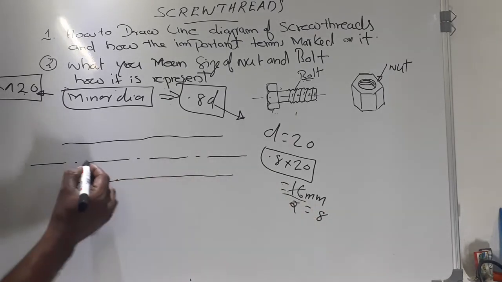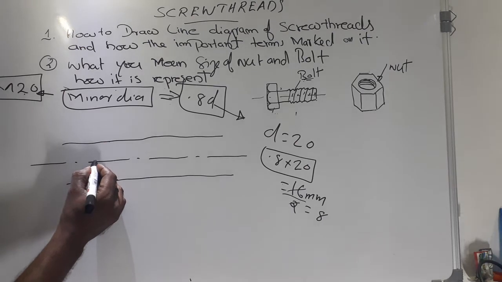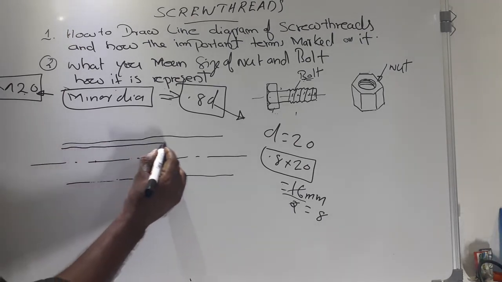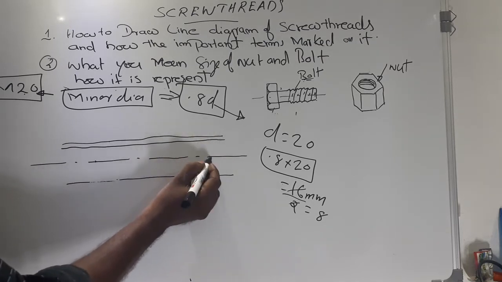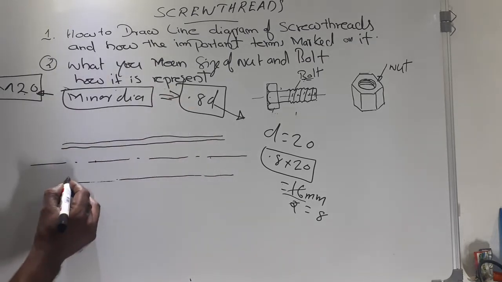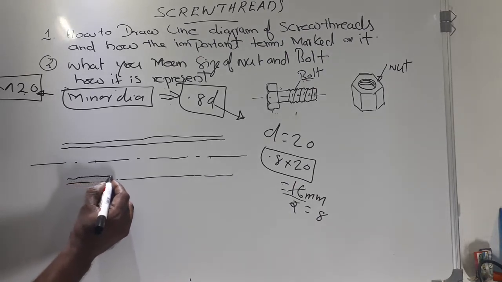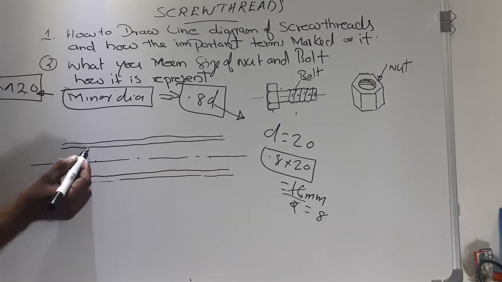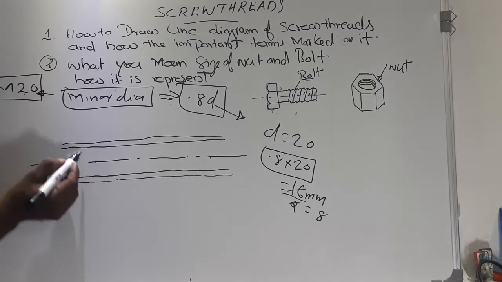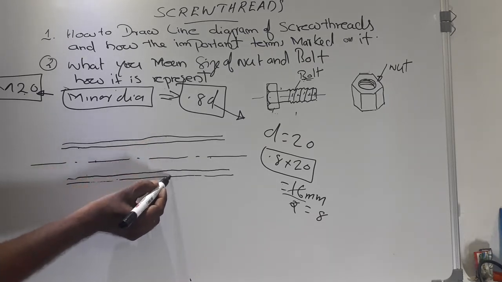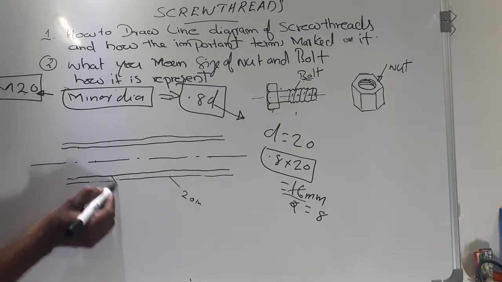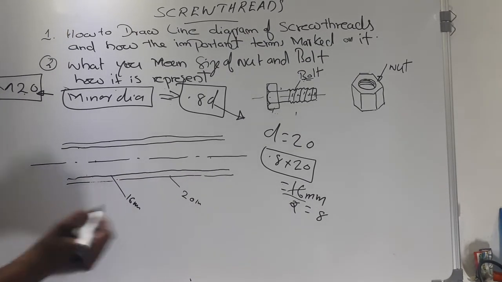8 mm. Now keep an 8 mm distance. Draw another parallel line corresponding to the center line, keeping 8 mm distance from the center line. Similarly, we can draw another parallel line keeping the distance 8 mm from the center line. That means this distance is 16 mm. That means this diameter is the minor diameter and this one is the major diameter. Major diameter 20 mm and minor diameter 16 mm.